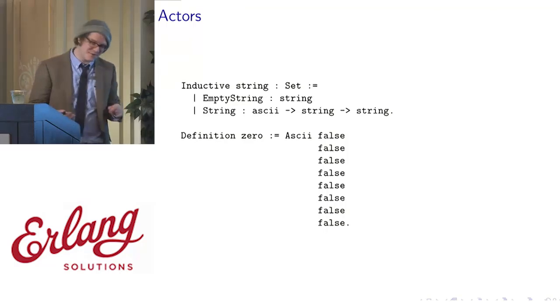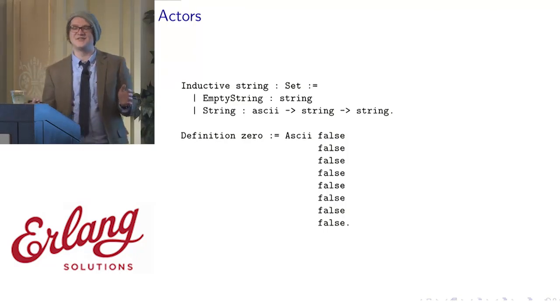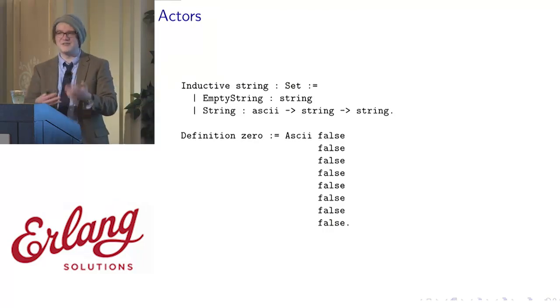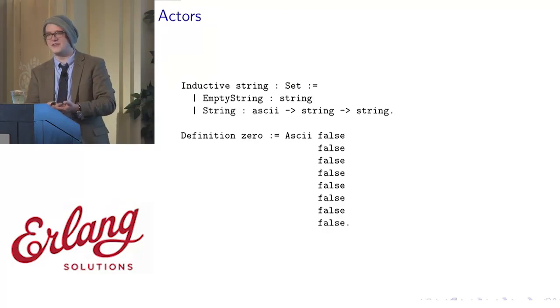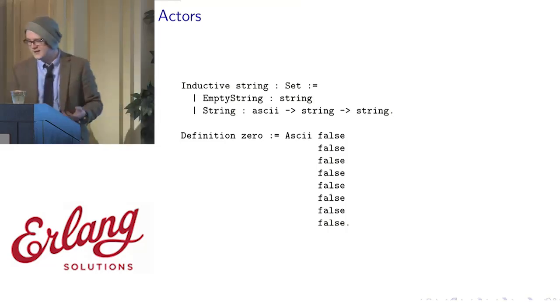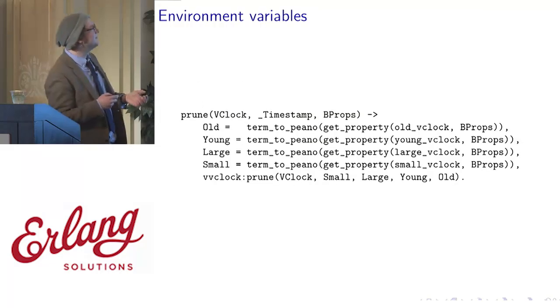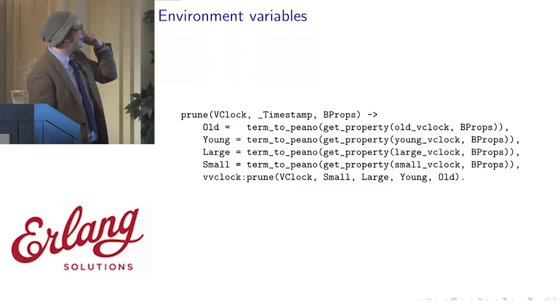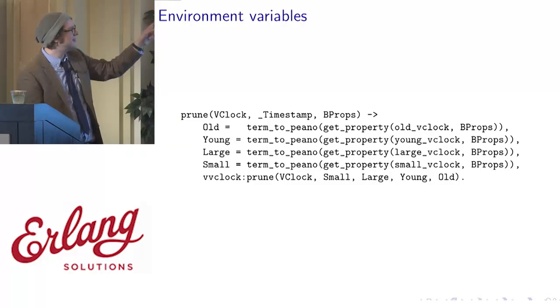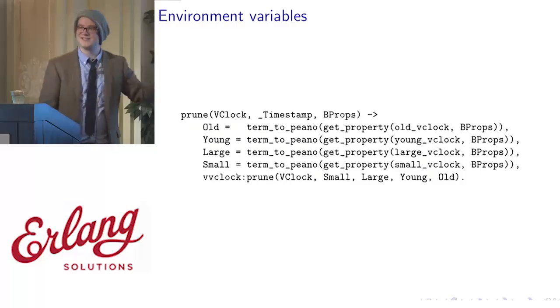So one thing that we explored was saying, well, maybe we don't prove anything about the actors at all. We just use things that stand in for it, because the actors are not really the important part here. What we want to verify are things like the pruning function and the merge function to make sure that they're always deterministic. So here's the prune function. The prune function in Riak takes 3 arguments. It takes a vector clock, a timestamp, and it takes bucket properties.